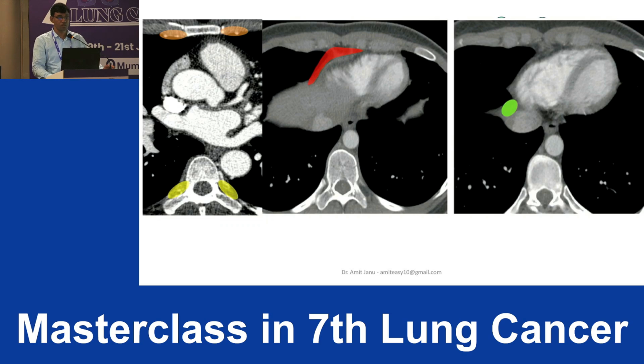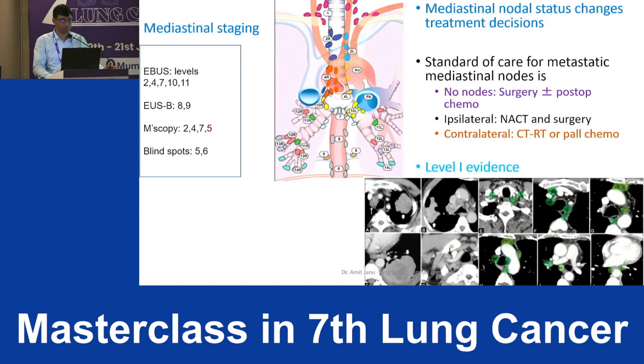There may be some nodes which, if they are present in other locations, make the disease metastatic, because these are not the routine loco-regional sites if it is not involving the chest wall or the mediastinum. So if these nodes are involved in an otherwise purely pulmonary lesion, then these are going to be metastatic sites.